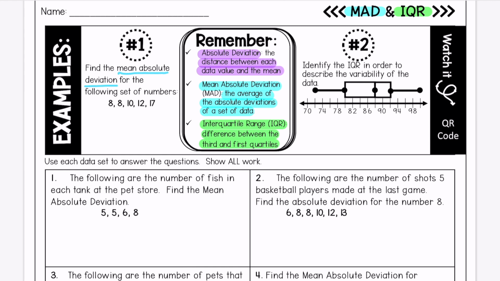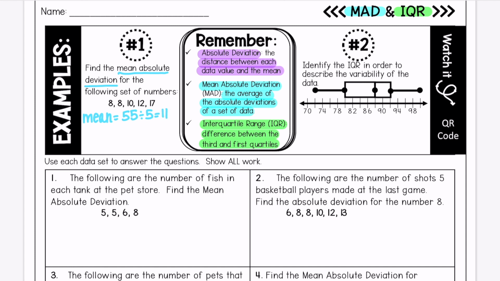In order to do that, the first thing we're going to do is find the average, or the mean. What I need to do is add up all the numbers: 8 plus 8 plus 10 plus 12 plus 17. And when I do that, I get 55. And I divide by 5, because there are 5 numbers, so I get an average of 11.